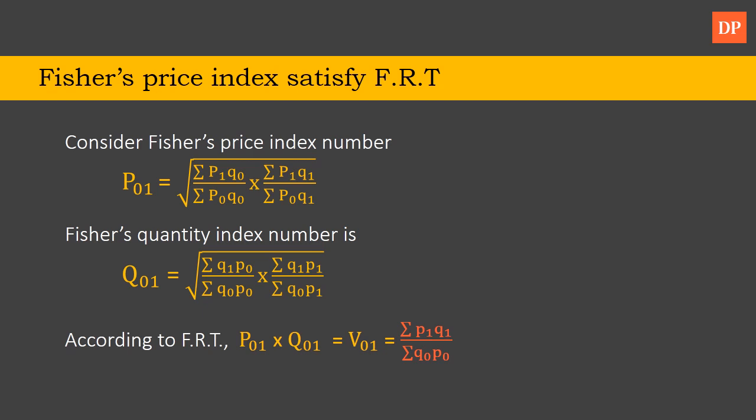In order to prove the factor reversal test, we need to multiply Fisher's price index number and Fisher's quantity index number. After multiplying, we must get the value index number. What is the value index number formula? The value index number is summation P1 Q1 divided by summation P0 Q0. This is the formula. After multiplying Fisher's price index and quantity index number, ultimately we must get the value index number.